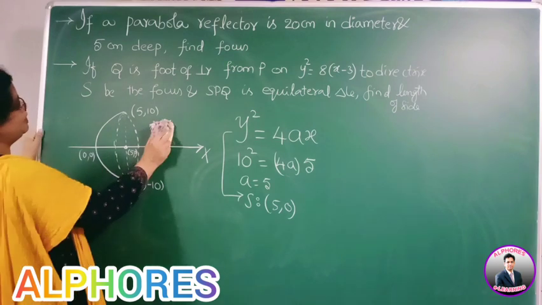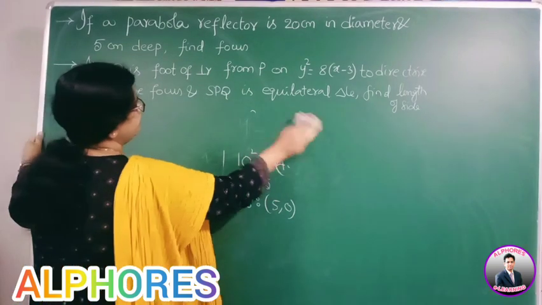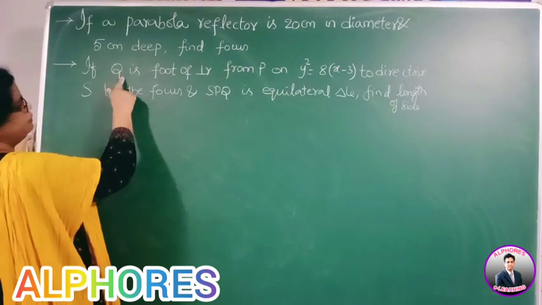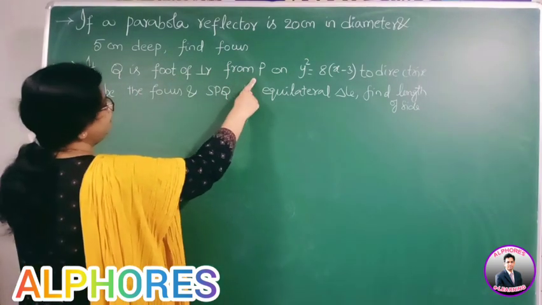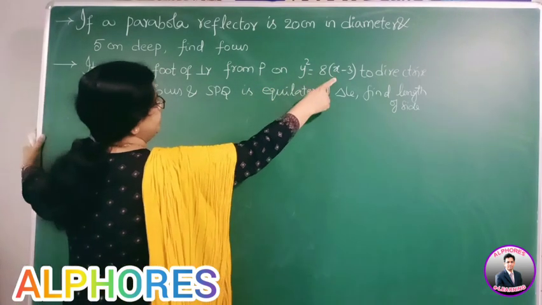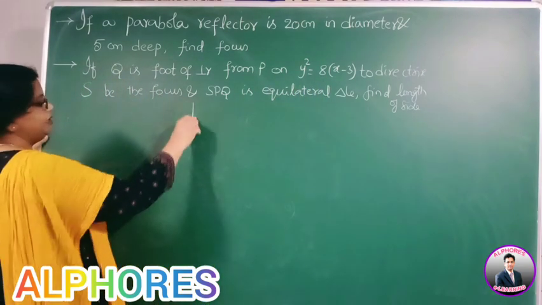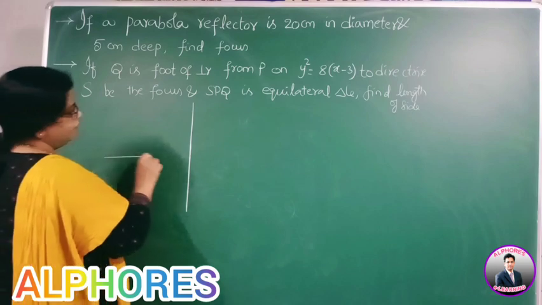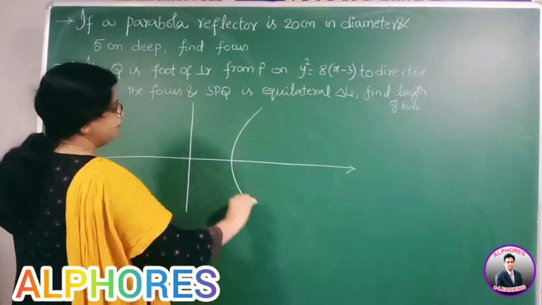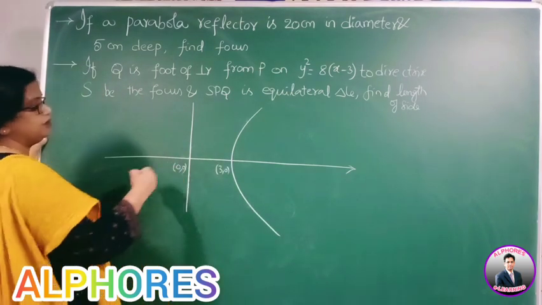And next problem, observe here: the foot of the perpendicular drawn from P onto the directrix of a parabola is given as Q. So observe this problem. Q is the foot of the perpendicular from a point P which is on the parabola. This parabola again has its axis parallel to the x-axis, and the vertex of the parabola is (3, 0). So this is the parabola, students. Actually this is our (3, 0) and this is our (0, 0).